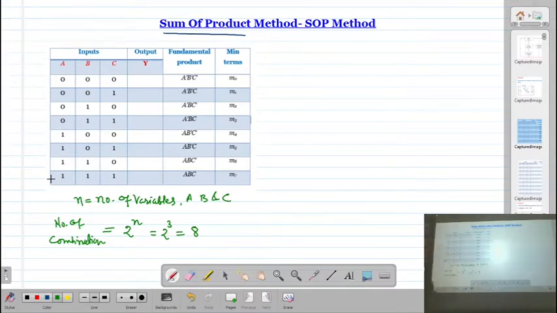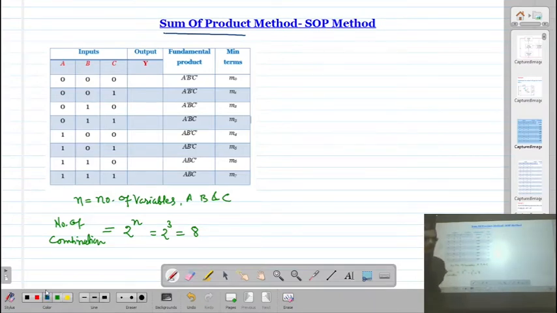Okay. Now, how to write these combinations? You have to start with 0, 0, 0, which represents the binary number 0, and the decimal equivalent is also 0. Then, at the LSB, you go on adding 1. So 0, 0, 0 plus 1, my next number will be 0, 0, 1. Then if you add 1, you will get 0, 1, 0. Then if you add 1 here, 0, 1, 1. In this way, you can write 8 different combinations in the truth table.